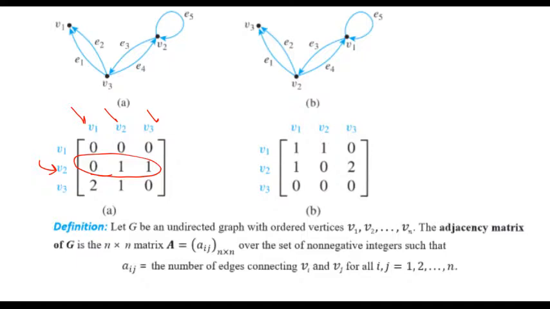And in the third row of this adjacency matrix, we have numbers 2, 1, 0. Why? Because there are two different arrows from v3 to v1. As you see, there are two parallel edges connecting v3 to v1. There is only one arrow from v3 to v2. It's called arrow e4, and there is no loop on v3, so there is no arrow from v3 to itself, so that's why we put 0 here.